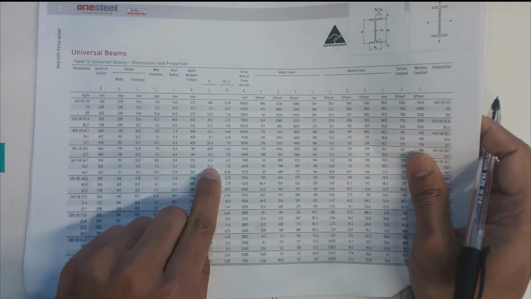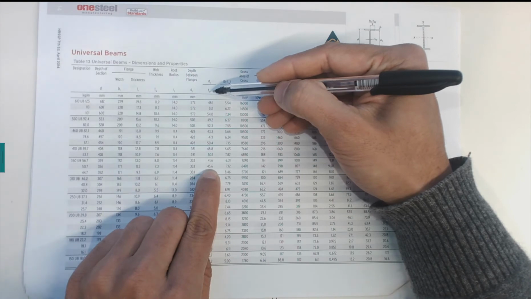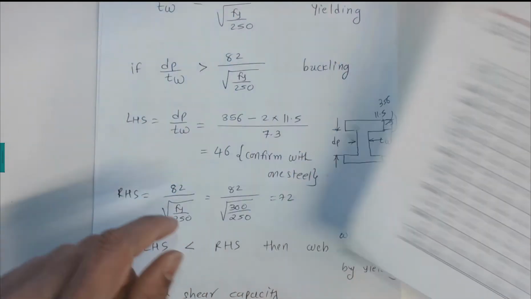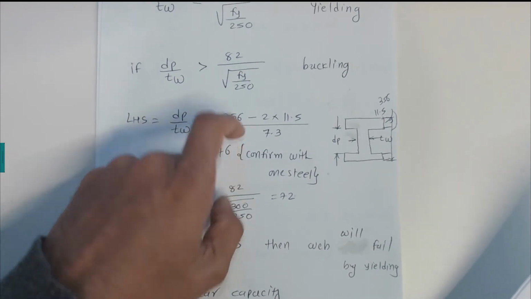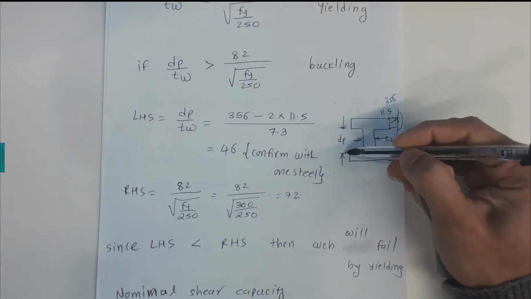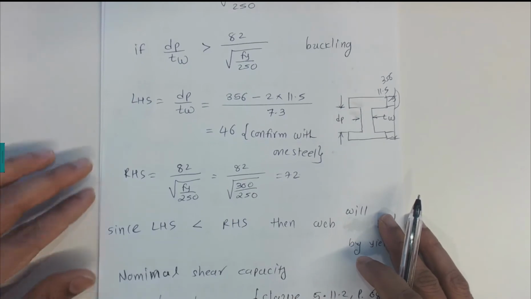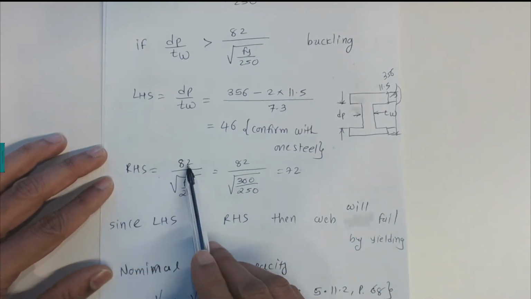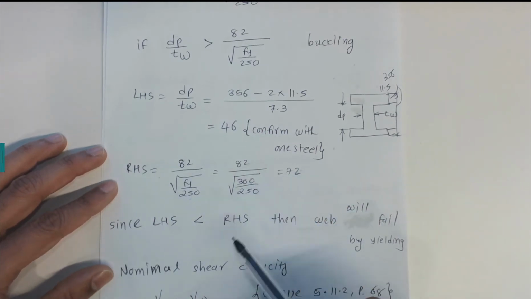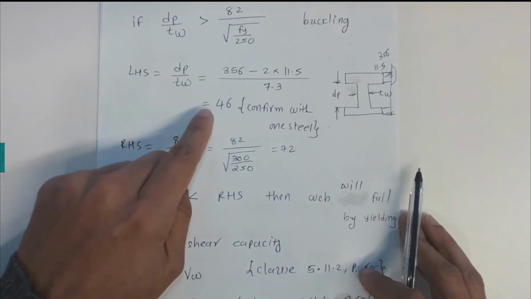If you go across here, that is 45.6, dp on tw, given here as 45.6. So we can take it straight away from the OneSteel table, you no need to calculate this one. It's basically this length divided by this tw, 7.3, the thickness of the web. And the right hand side is 82 divided by the square root of fy on 250, and we have taken 300 grade, so 300 megapascals on 250, 82 over the square root of that, is 72. So please compare this value.